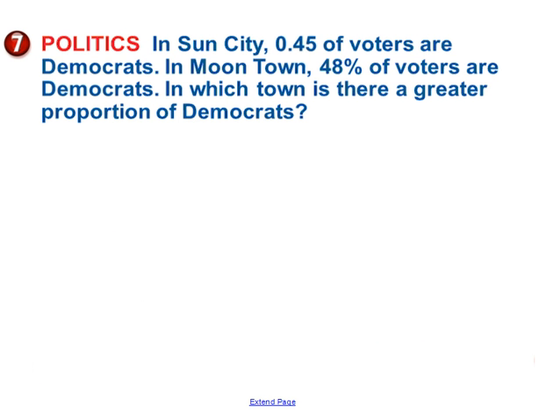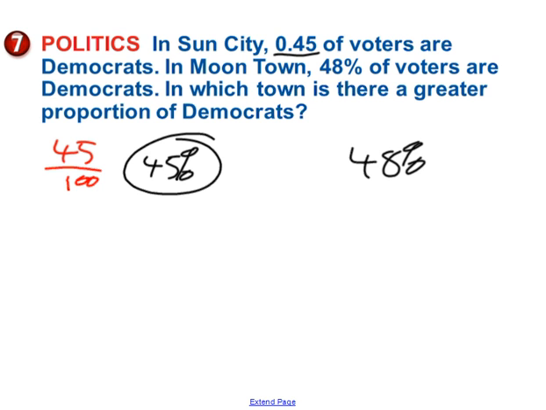In Sun City, 0.45 of voters are Democrats. That indicates a ratio of 45 to 100. 45 out of 100 voters are Democrats. In Moontown, 48% are Democrats. I'm going to change them both to percents to see which one is bigger. 45 out of 100. Of course, we started with 0.45, so that becomes 45%. Well, the 48% is bigger. So there are more Democrats in Moontown than in Sun City.